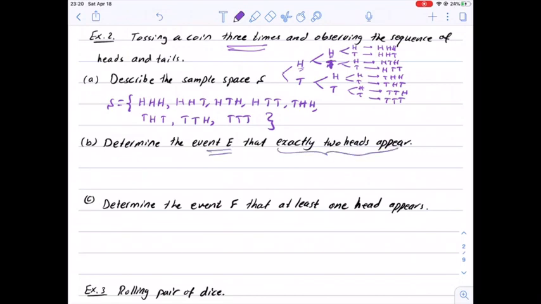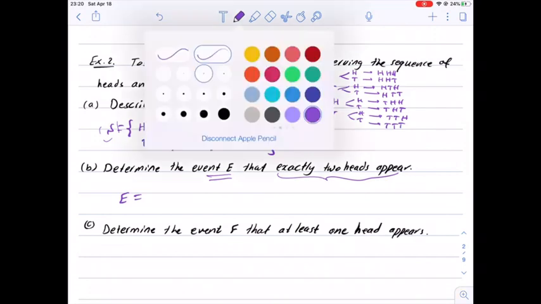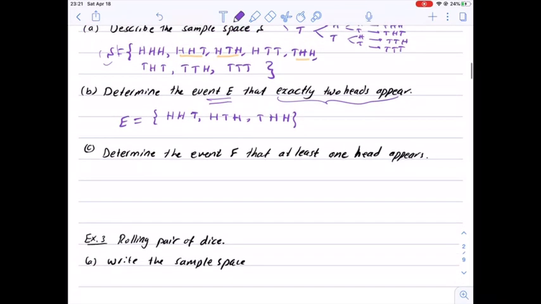Now we want to determine the event E that exactly 2 heads appear. So that should be a subset of S, of the sample space, where exactly 2 heads appear. So exactly 2 heads appear, that means this, this, and this. So we only have 3 outcomes: head, head, tail, head, tail, head, tail, head, head.